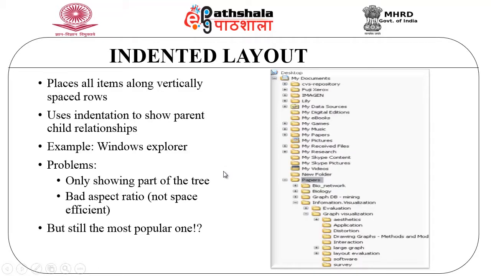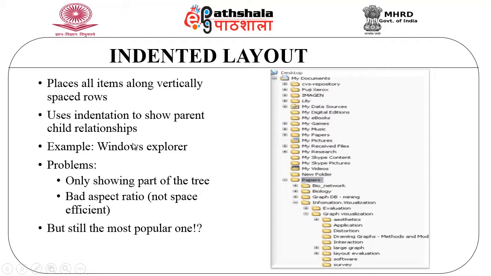If you look at this indented layout, it tries to place all the items along vertically spaced rows. It uses indentation to show the parent-child relationship. So if you look here, this is My Documents, which is the parent of all these things. Similarly, Papers is a parent of Bionetwork, Biology and GraphDB mining. A well-known example of the indented layout is Windows Explorer.